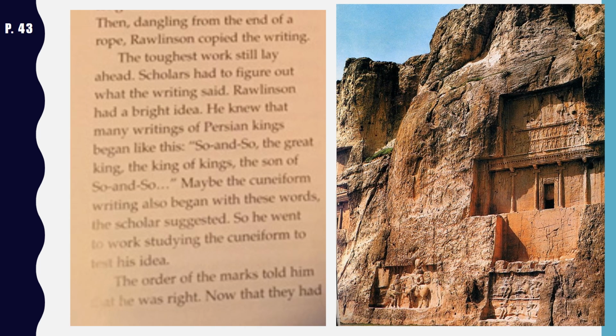Once the writing was copied, still the toughest work lay ahead. They now had to translate this. So Rawlinson had a great idea. He knew that many writings from Persian kings began by saying, so and so, the great king, the king of kings, the son of so and so. And so maybe the cuneiform began with these words. So he suggested that, and they went to work studying the cuneiform to test his idea.